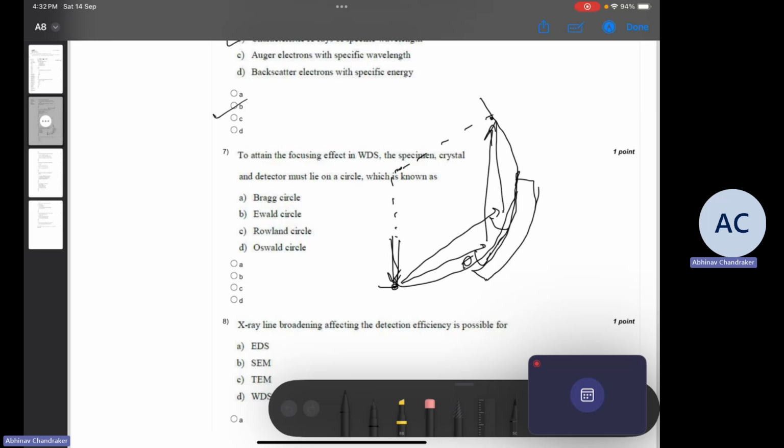Let's call it theta. So no matter at what angle the BSE leaves the specimen, it will still be detected at the detector. And this circle is known as the Rowland circle, likely because it was invented by Rowland.